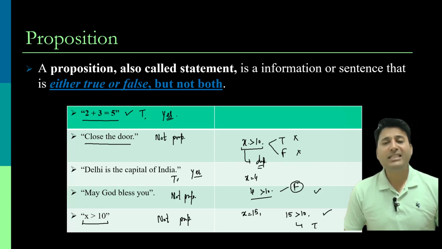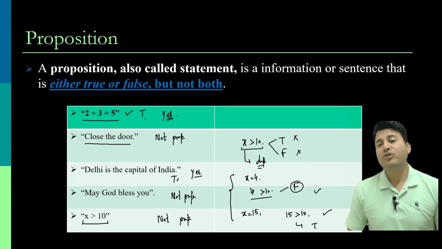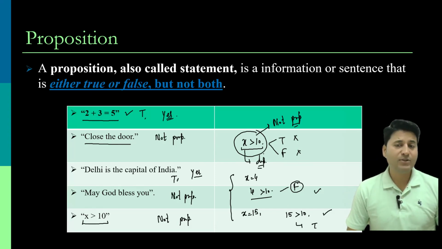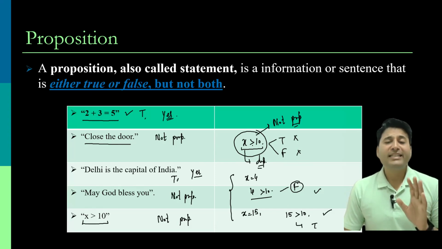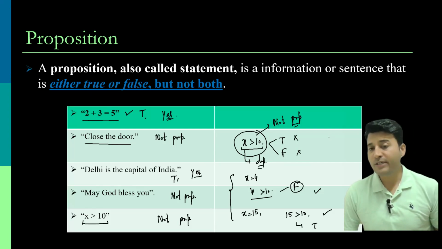Now, when something is not a proposition, we use the concept of predicates. That we will cover at the last: what a predicate is and how it converts information into a proposition. Right now, this information is not a proposition. I hope it's clear to you why it's not a proposition, because we don't know whether this information is true or false. Let us take one more example to be more clear.